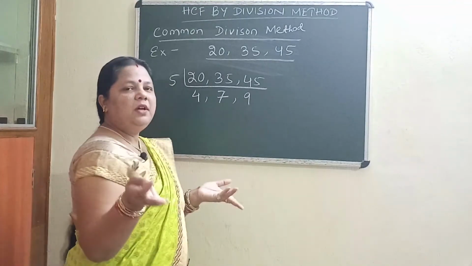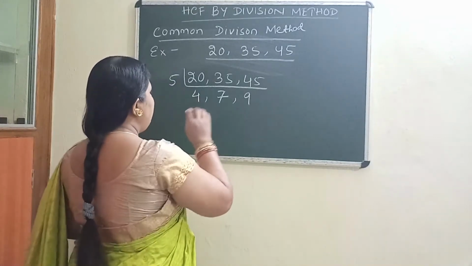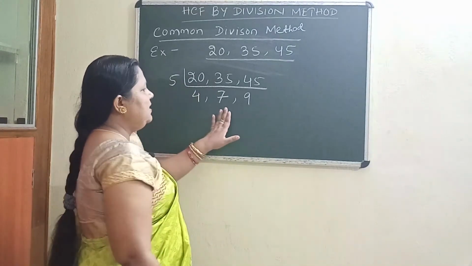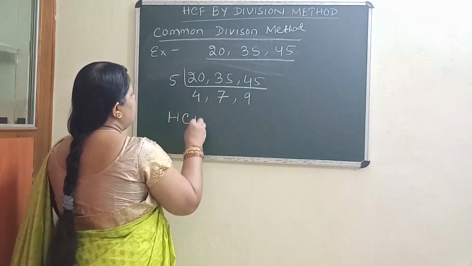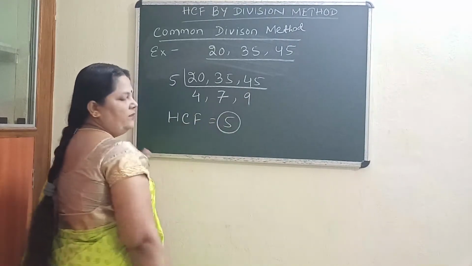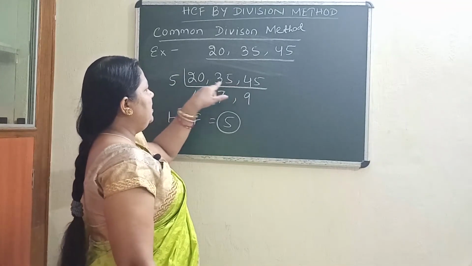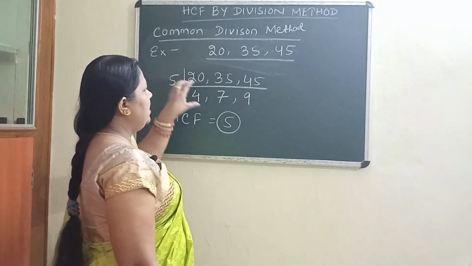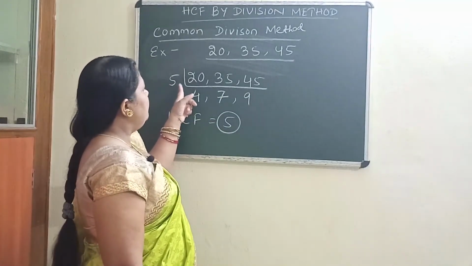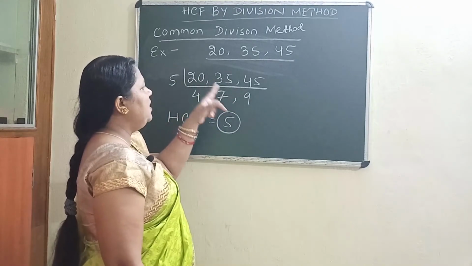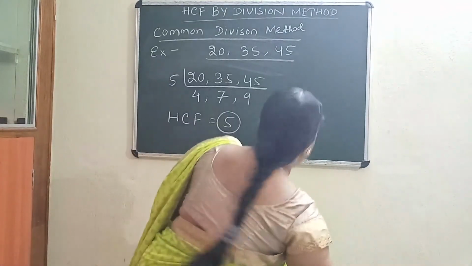So there is no combination or similarity, leaving only 1. That means your division process is no more going forward. So now you got your answer. HCF is 5, because this is the only common factor by which you can divide these three numbers so that you get remainder 0. This is the highest common factor by which you divide all these three numbers and get 0 as your remainder. Okay.